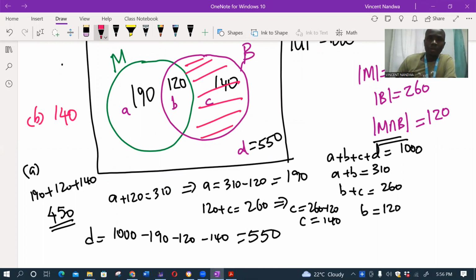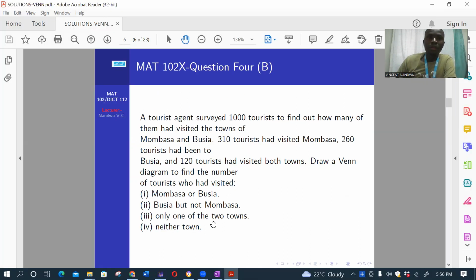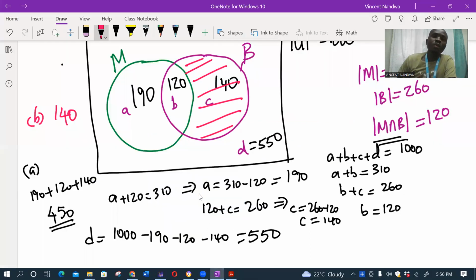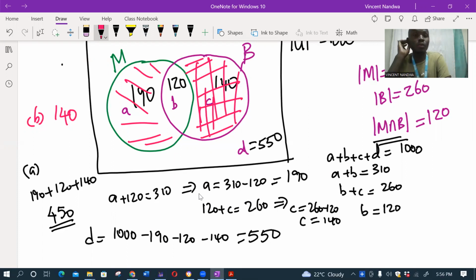And then only one of the two towns. Only one of the two towns means you are in this section A where you are only in Mombasa, or this section C where you are only in Busia. So the answer will be 190 plus 140. And when you add 190 to 140, you get 330.